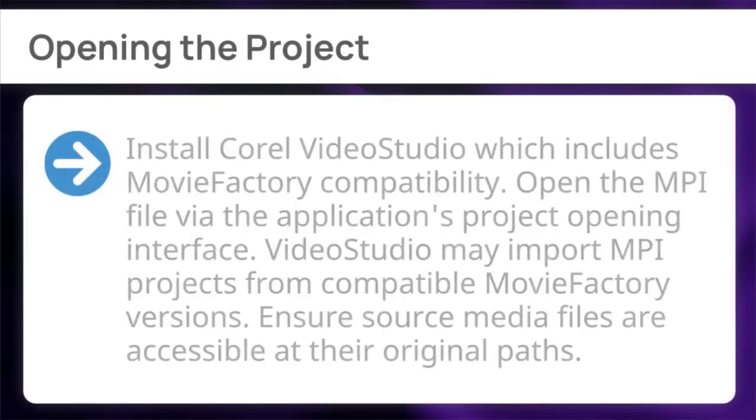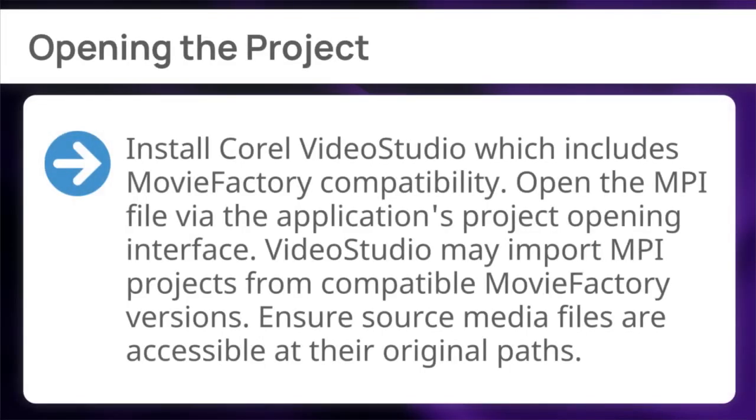First, opening the project. Install Corel VideoStudio, which includes MovieFactory compatibility. Open the MPI file via the application's project opening interface. VideoStudio may import MPI projects from compatible MovieFactory versions. Ensure source media files are accessible at their original paths.